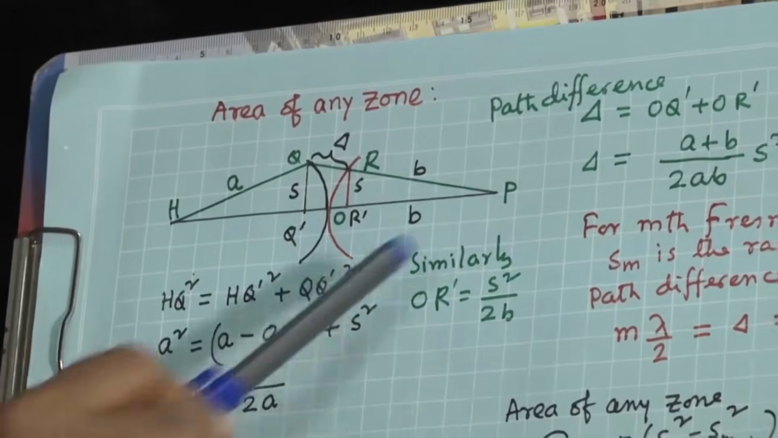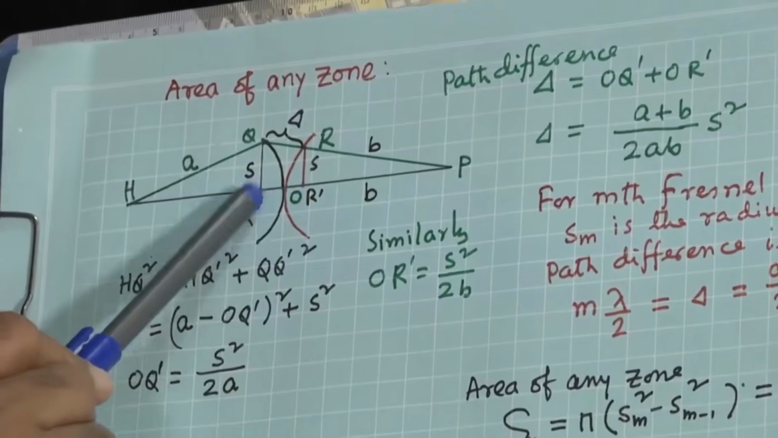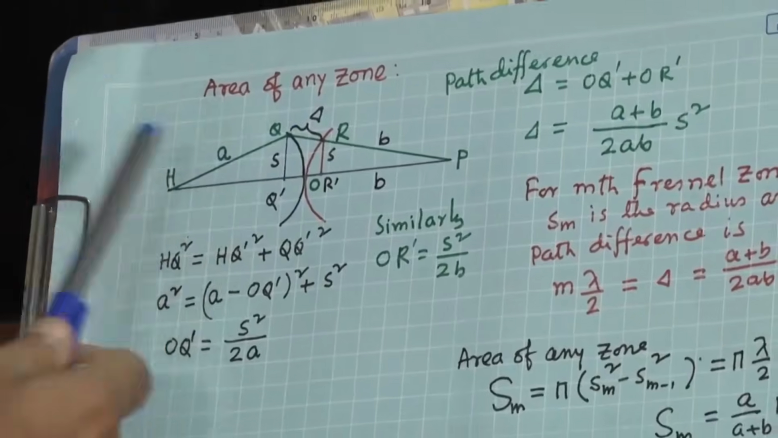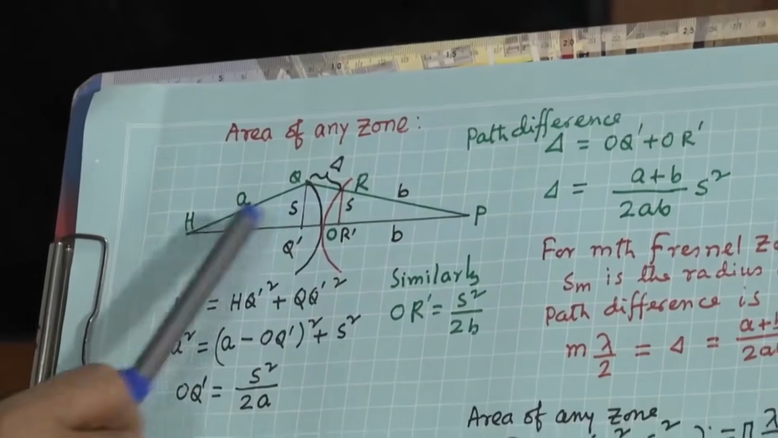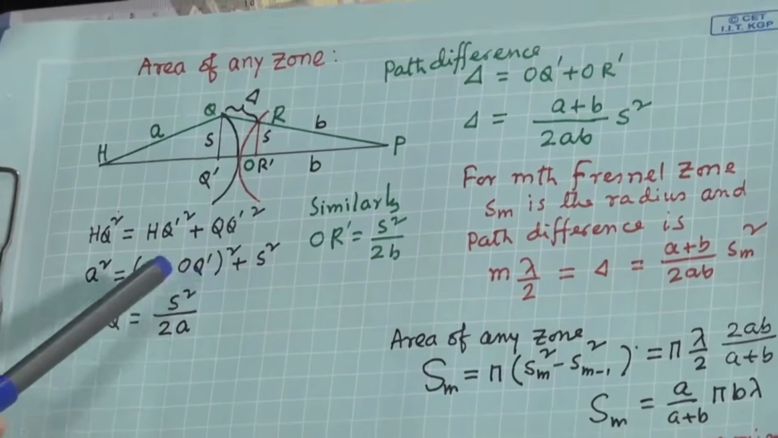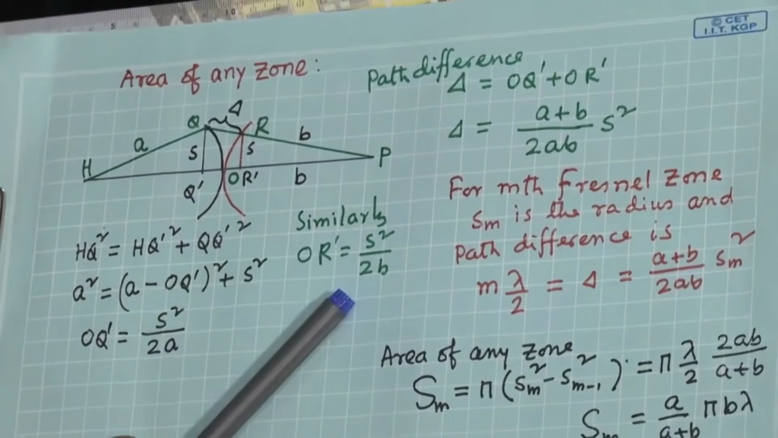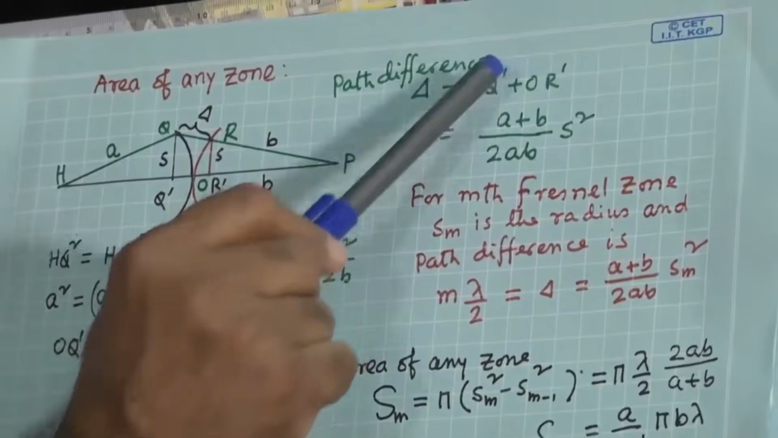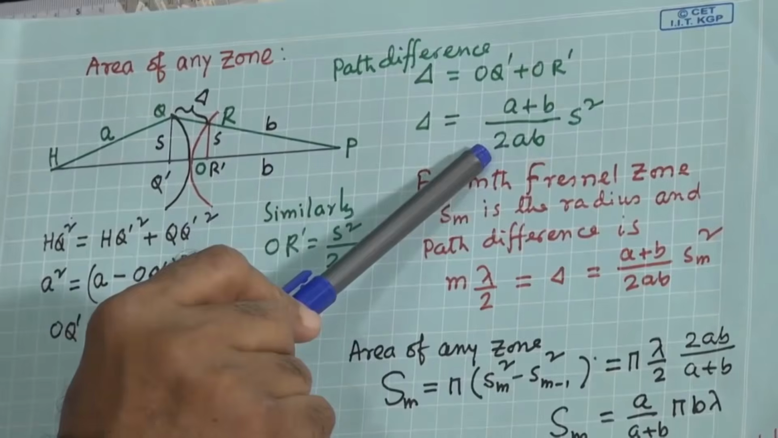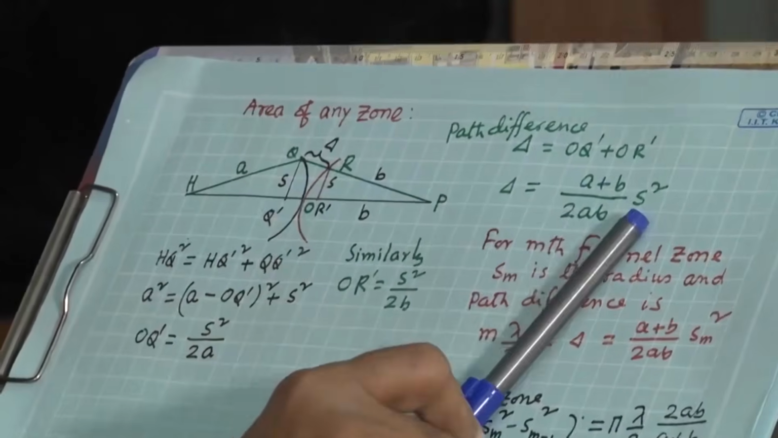So, delta here equals OQ dash plus OR dash. From the right angle triangle, you can find out that OQ dash equals S square by 2A and OR dash equals S square by 2B. So, basically delta you are getting here as (A plus B) by 2AB times S square. What is S?